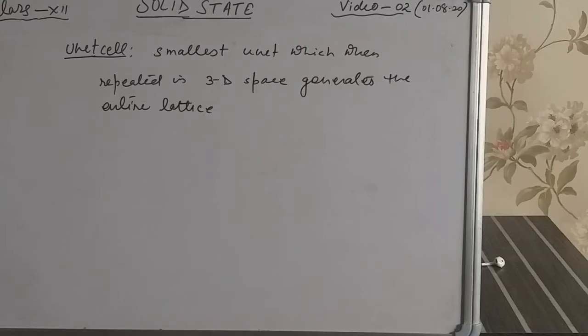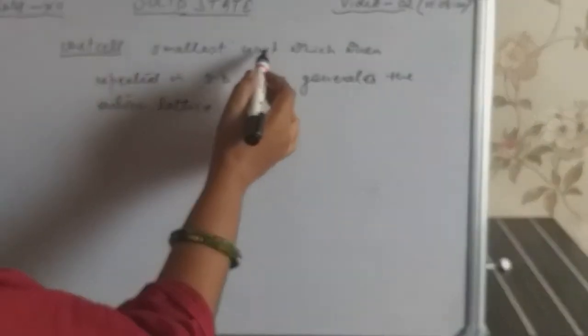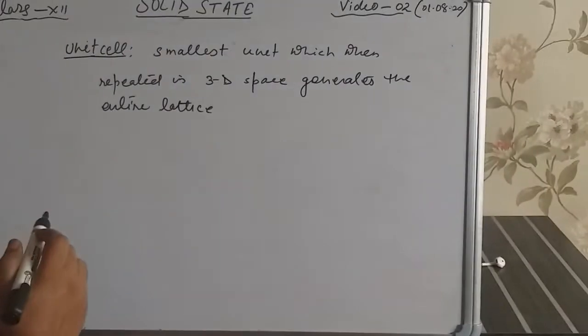Good morning, students. Let's discuss the next term, that is unit cell, in the solid state chapter. What is a unit cell? A unit cell is the smallest unit which, when repeated in 3D space, generates the entire lattice.